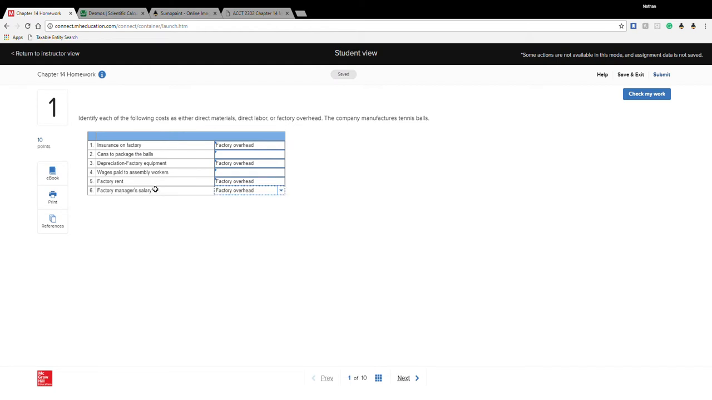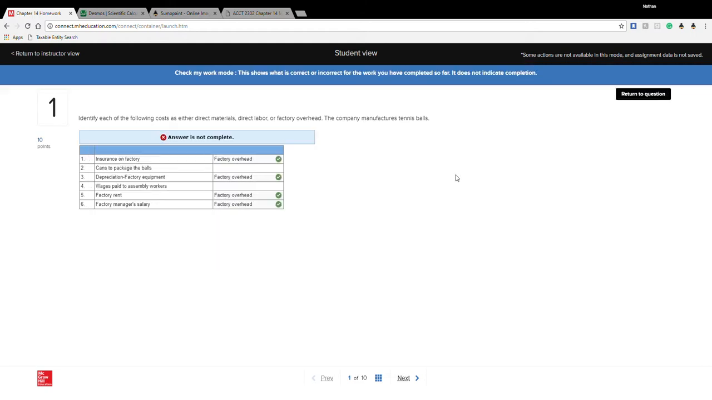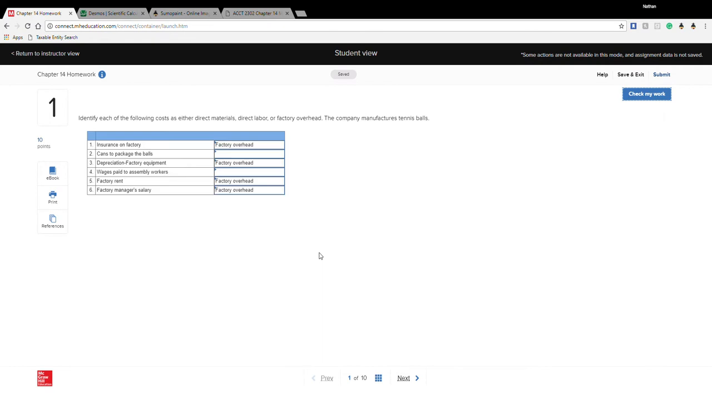Notice anything that's really related to the factory itself is going to be basically overhead. We don't have to think about whether it's direct materials or direct labor. And again, if you have any questions or doubt yourself after you select something, you can always hit check my work. It's always a good, helpful tool. With Connect, it will say answer is not complete if we haven't finished all the answers. It will not tell you what's missing, but it will say answer not complete, so you know something is.